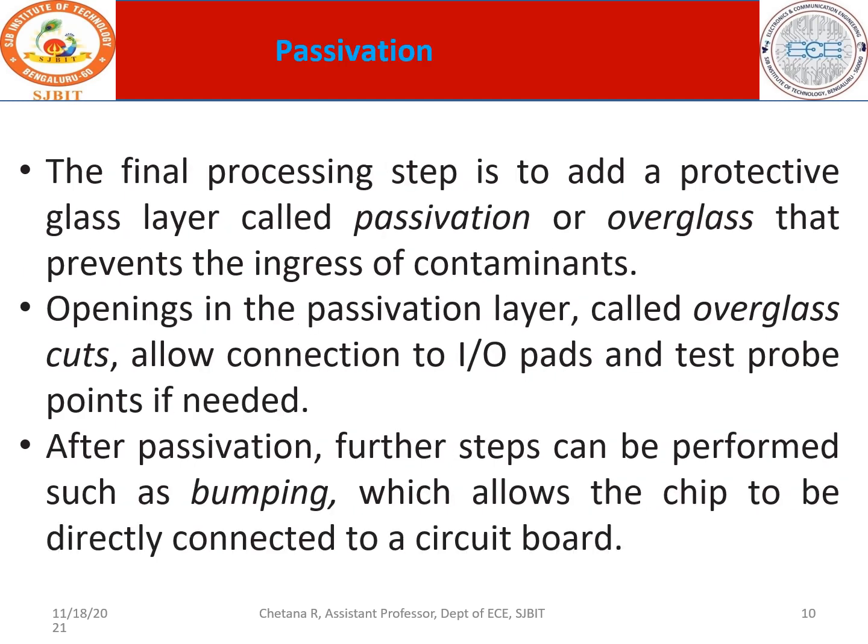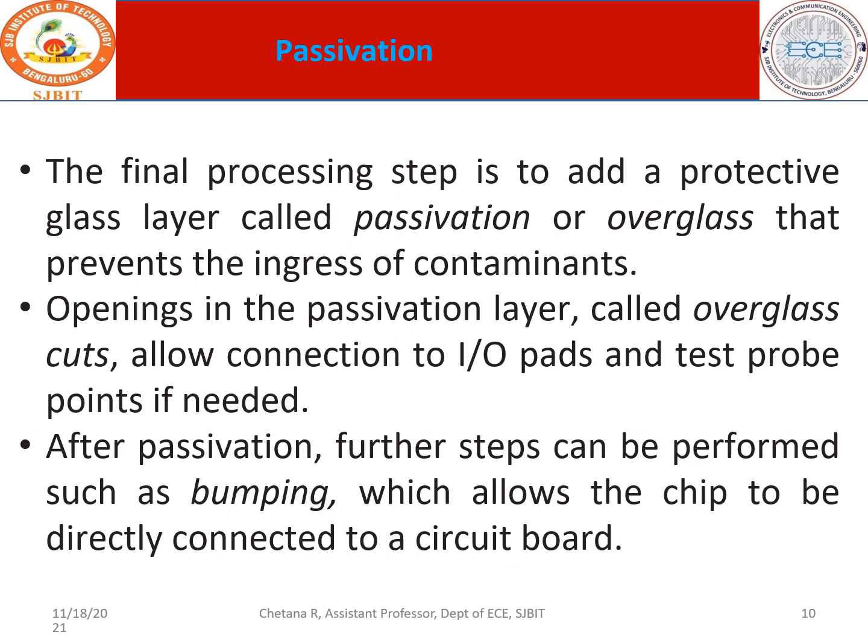Next, we have passivation. The final processing step is to add a protective layer called passivation or overglass that prevents the ingress of contaminants. As I told you, your IC is almost ready, the fabrication procedure is over. You have to protect the whole of the structure, not only the bottom structure, the whole of the structure, and this is happening with the help of a glass layer. Openings in the passivation layer called overglass cuts allow connection to IO pads and test probes.